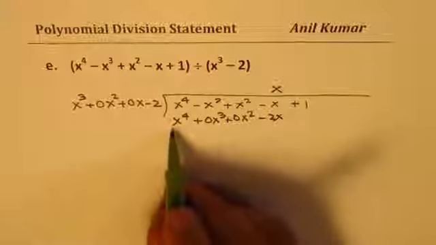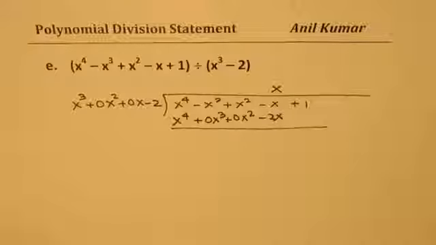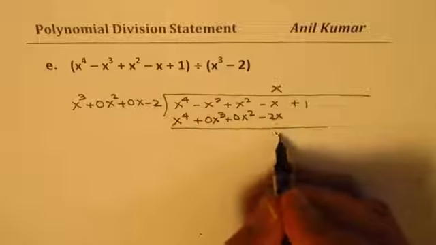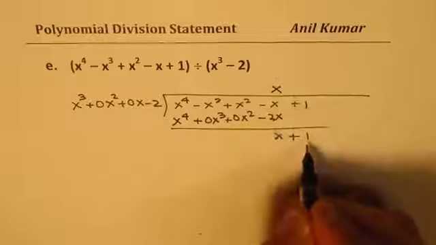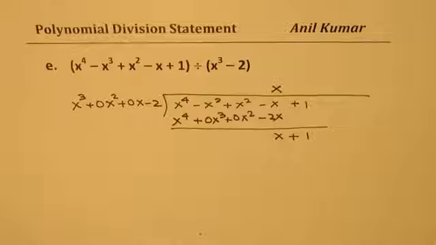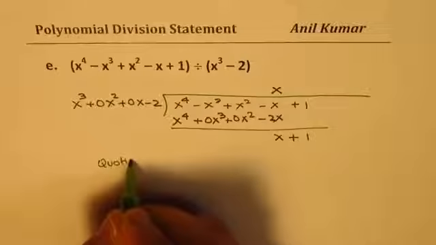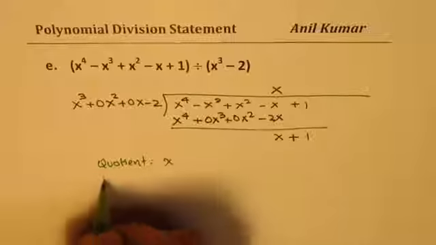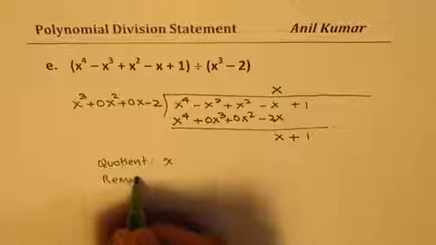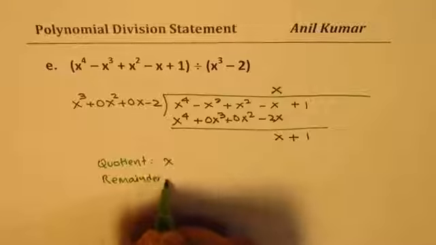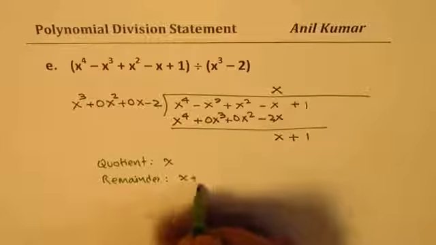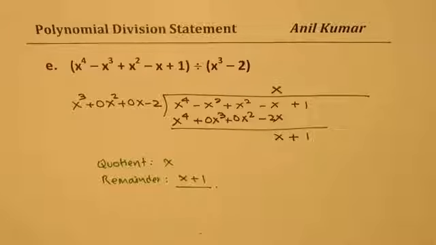Now if we take away, what do we get? We get x plus 1 as our remainder. So in this particular case, we have a quotient which is x, right? And the remainder which is x plus 1. That's it. So that is how we should be dividing polynomials to get our quotient and remainder.